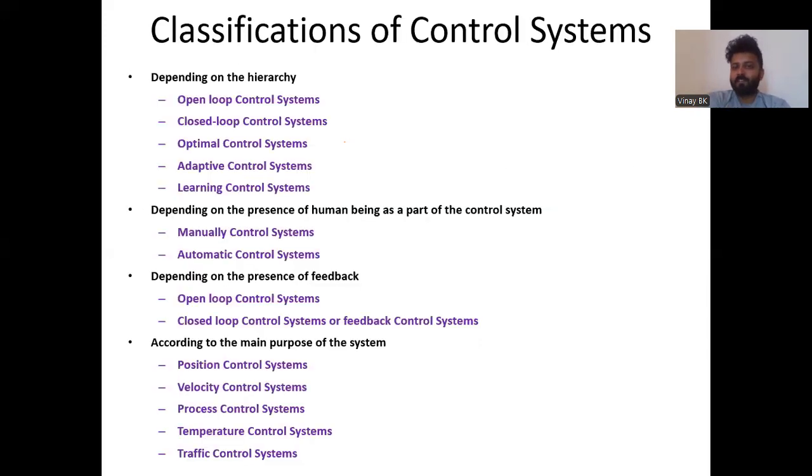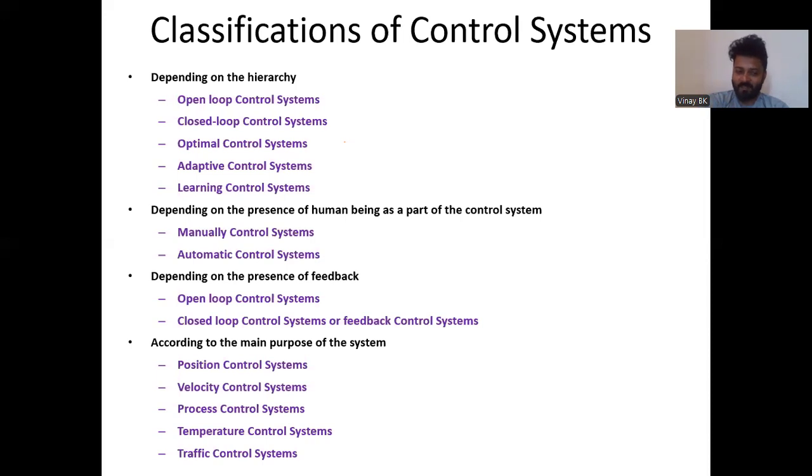Coming back to the classification of control systems, depending on the hierarchy you can see open loop control systems, closed loop control systems, optimal control systems, adaptive learning. This is all depending on hierarchy. We'll discuss open loop, closed loop and the others one by one in the next video. Again, depending on the presence of human beings as part of the control system: manually controlled and automatic control. Depending on the presence of feedback: open loop, closed loop, which we'll discuss in the next video.